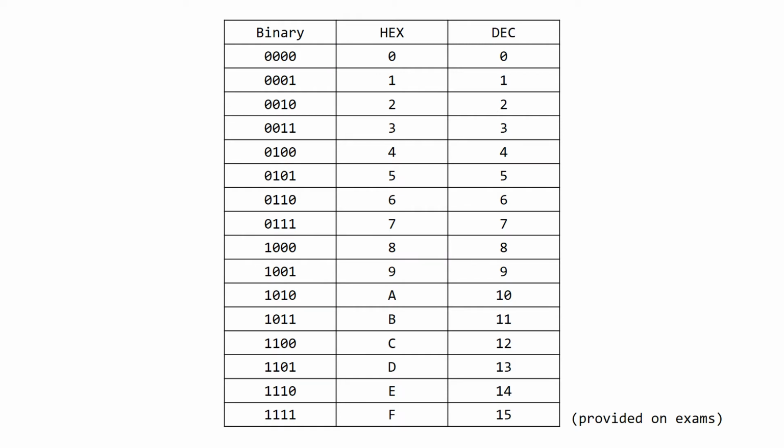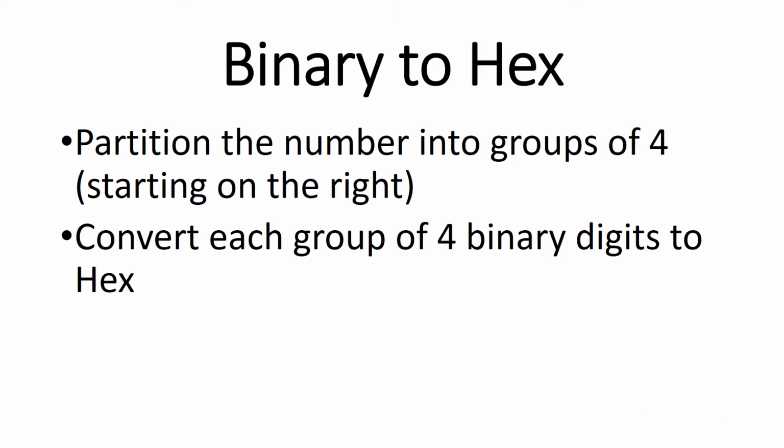To convert back and forth between binary, or base 2, and hexadecimal, base 16, is actually quite easy. To convert from binary to hex, you want to partition the number into groups of 4, starting on the right. Convert each group of 4 binary digits to hex.